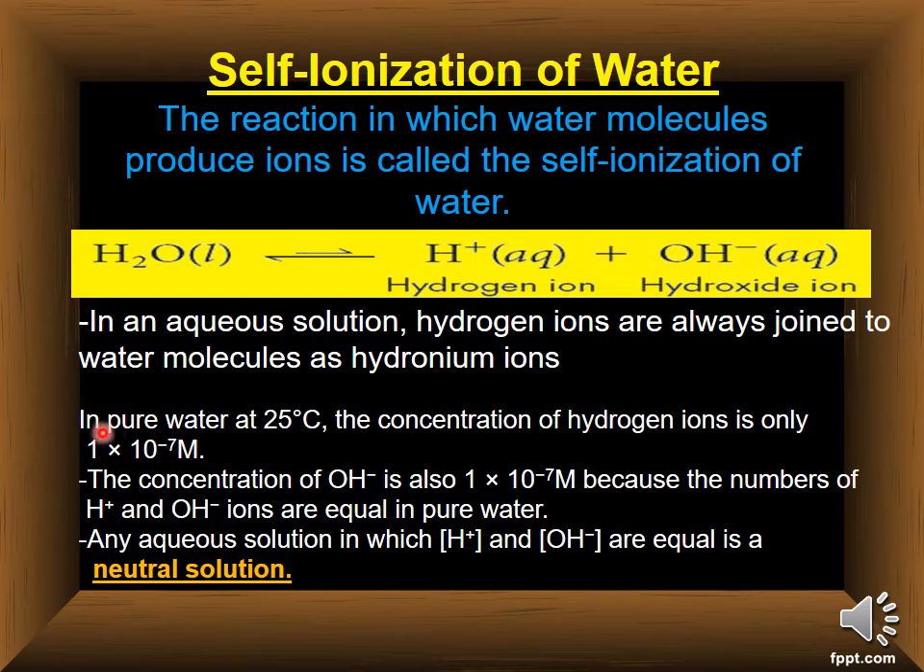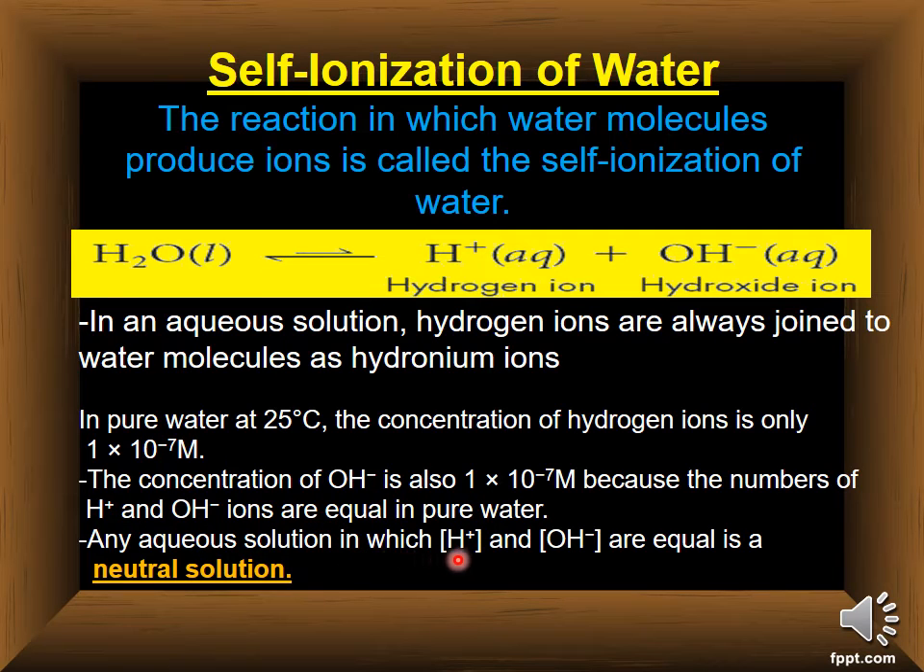Remember, okay? So in pure water at 25 degrees Celsius, the concentration of hydrogen ion is only 1 times 10 power negative 7 molar. M means molarity, concentration. This is a constant value, so remember this one as well. The concentration of OH negative ion is also the same, 1.0 times 10 power negative 7 molar, because the number of H positive ions is always equal to OH negative ions in pure water.